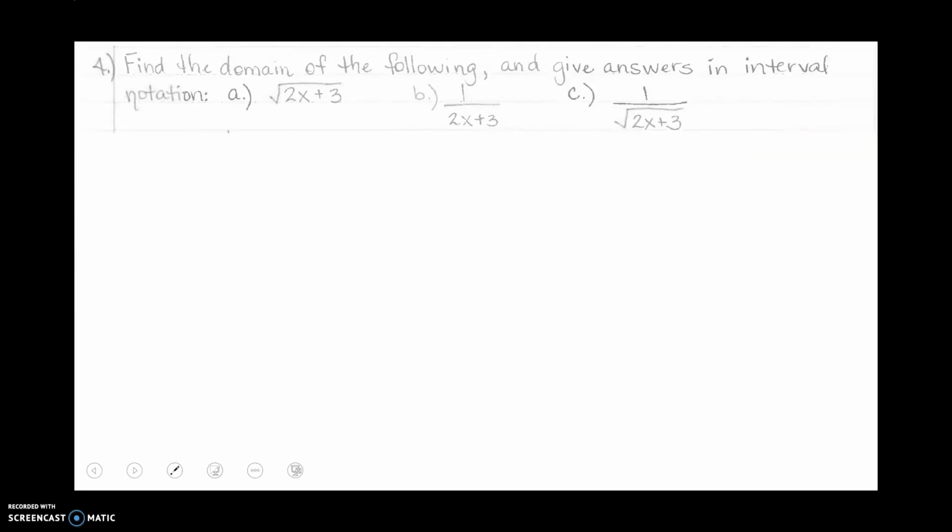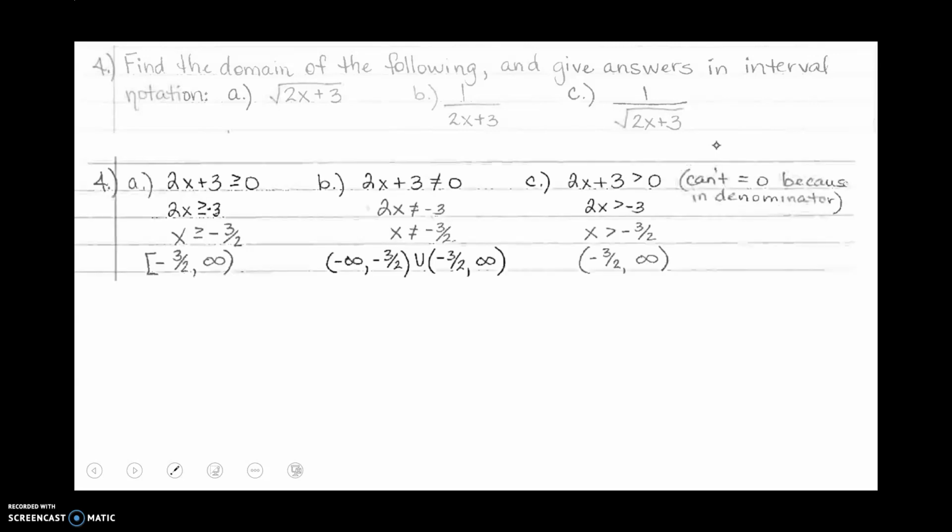All right, your domain is going to be all real numbers unless one of two things happens. You either have a fraction or a radical. Every time you have a fraction, you set your denominator not equal to 0. Every time you have a square root or a fourth root, a radical that has an even index, you're going to take what's under the radical and set it greater than or equal to 0.